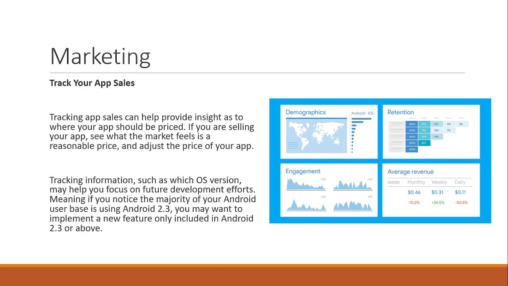So tracking information such as which OS version, kung ano man na ang brand sang phone, ano man na ang version sang OS, may help you focus on future development efforts. So meaning, if you notice that majority of your Android user base is using Android 2.3, which is the old version, you may want to implement a new feature that is only included in 2.3 or above. So samtang ga-increase na ang version sang OS, damo man siya features nga pwede ma-implement, di ba? Maybe sa iban nga brand, may ara sila sa specific na component. So pwede na siya mabantayan and pwede na siya ma-track.